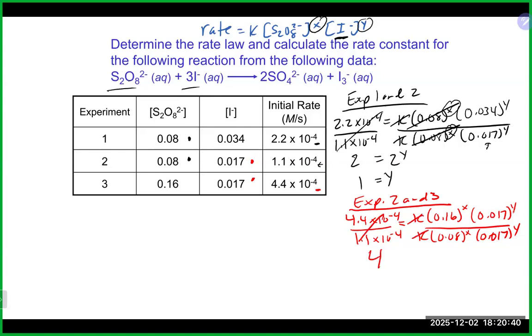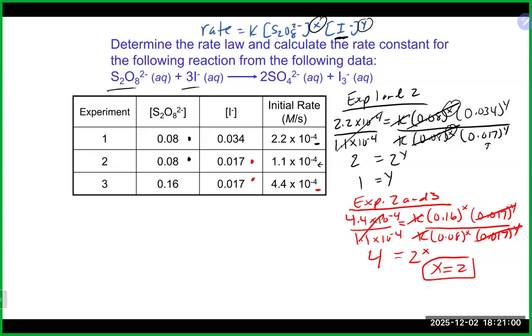Again, the k's are going to cancel. We already know what the y is, but this should definitely cancel. And that's going to give me a 2 to the x in this case. In this case, x would equal 2. 2 times 2 squared is 4. Again, you can take the natural log of both sides and divide it.